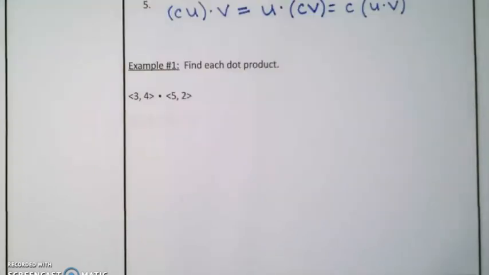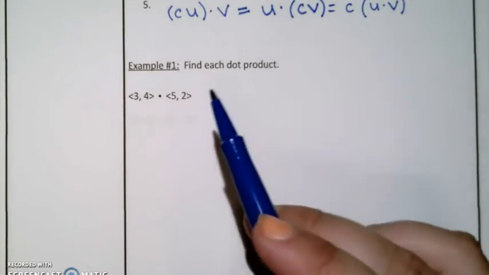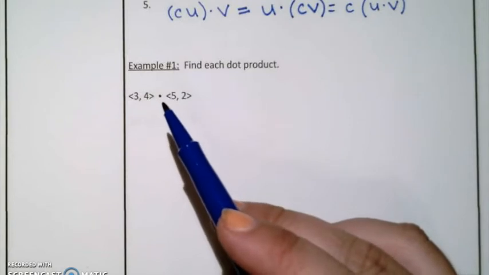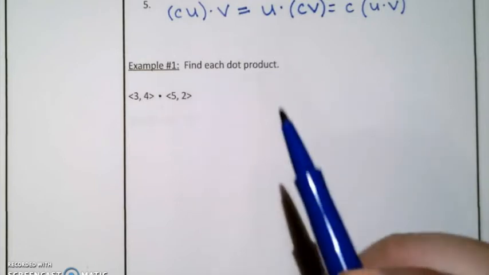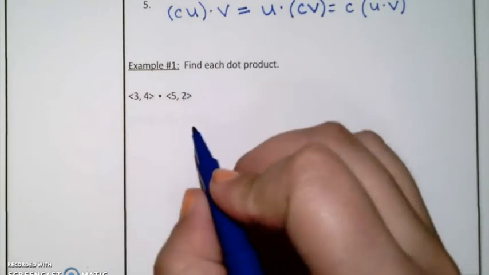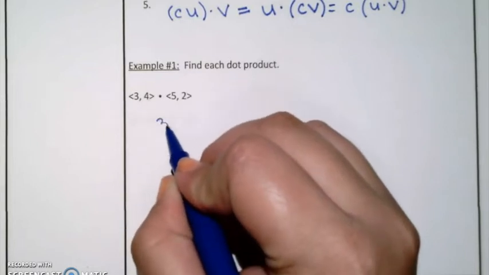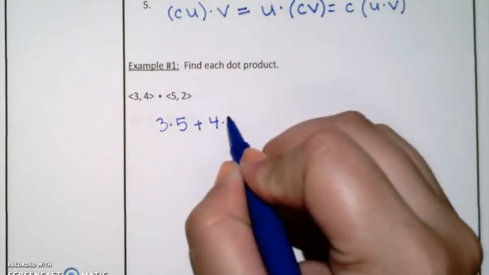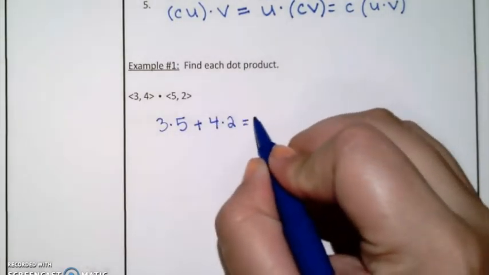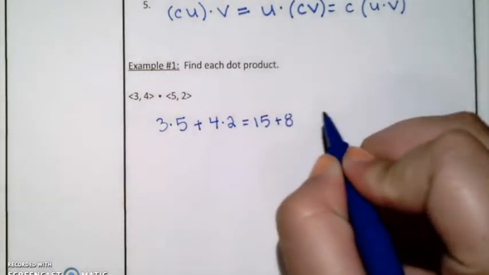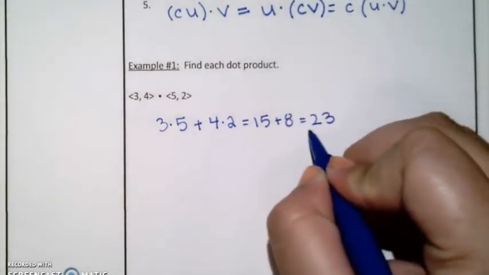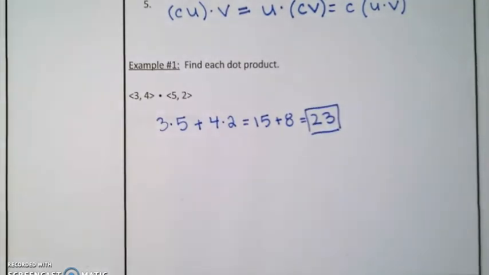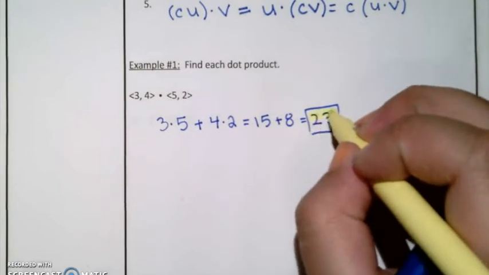All right, let's go ahead and take a look at actually computing the dot product. So we have two vectors here, and it looks kind of like the multiplication symbol, but this is specifically the dot product. So the dot product of these two vectors, recall, is the product of the first component, 3 times 5, plus the product of the second components, 4 times 2. So that equals 15 plus 8, which is 23. Notice our solution is a number, it's a scalar.